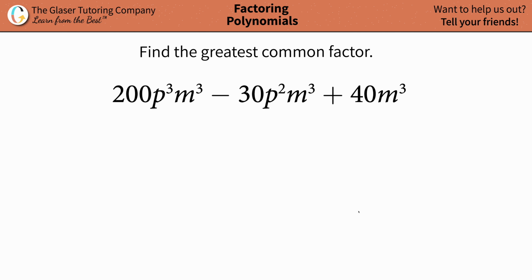Hey there, Christina here, and today we are going to find the greatest common factor for this lovely polynomial. Okay, I know I have a polynomial here because I have something that has more than 3 terms. 200p cubed m cubed, so I got a number, some p's, and some m's, minus 30p squared m cubed plus 40m cubed. And all we got to do is just find the greatest common factor for this polynomial.